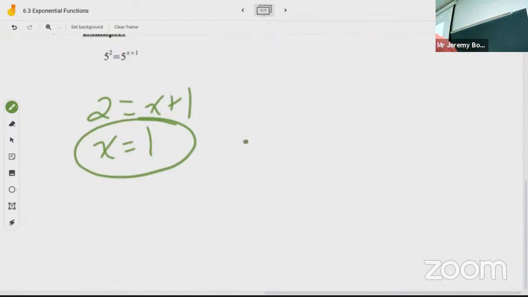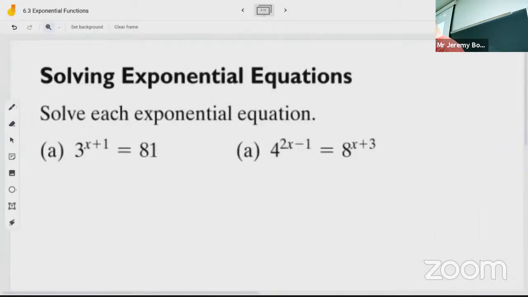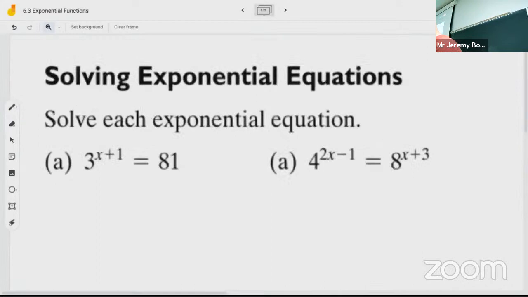All right. Well, let's do A together, and then I'll let y'all do B. Let's do the first one together, and I'll let you do the second one by yourself. That one's similar to the other one we did. So we got 3 raised to the x plus 1 is equal to 81. What are we going to do there?